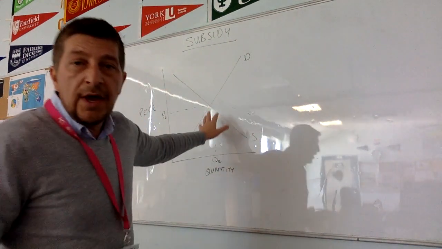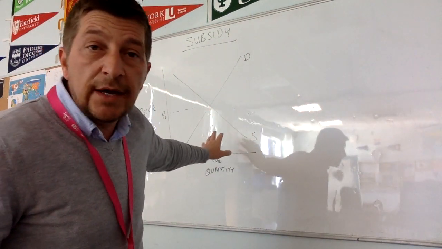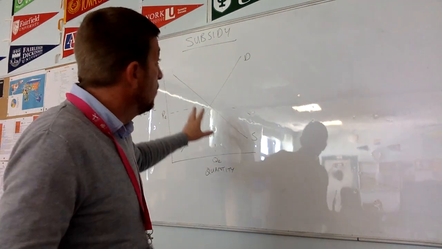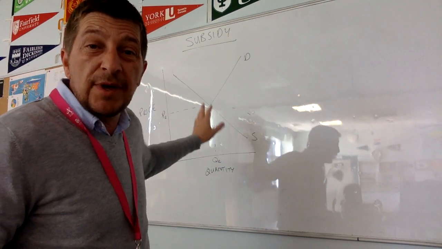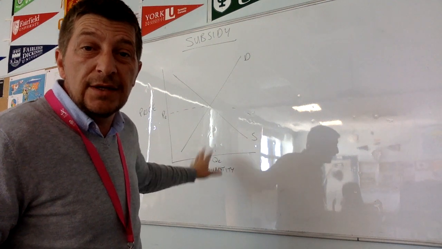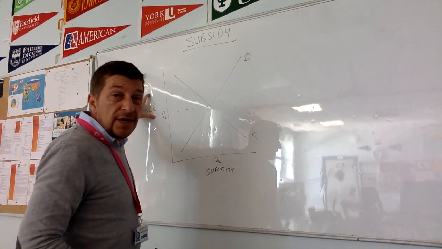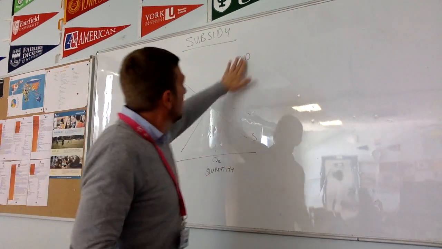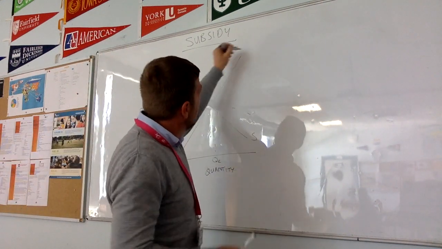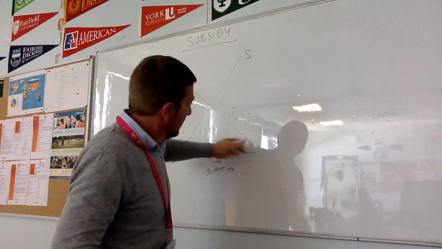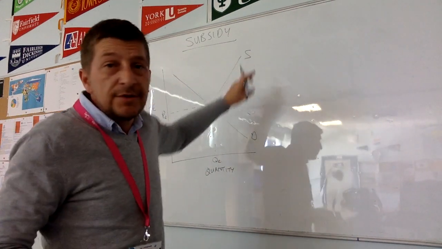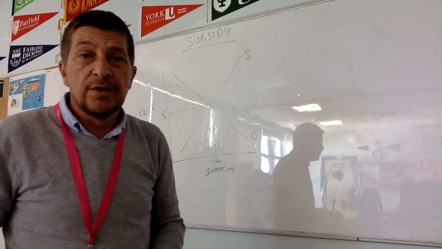Okay, what we have here is a standard market diagram. Free market, no intervention from the government. This is how we set up an initial market diagram. Price along the side here, quantity along the bottom here. We've got supply here, demand here. Okay, this is supply from firms, this is demand from consumers.